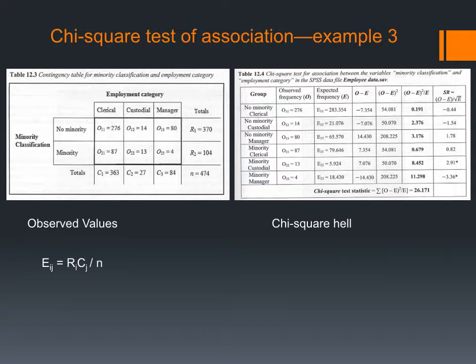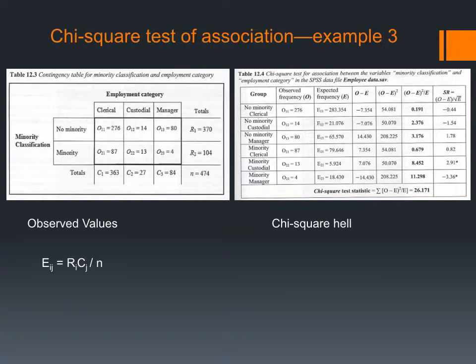And we're looking at whether somebody identifies as minority status or no minority status. So I have an employment category and a minority classification, and I want to know if there's a relationship between these two. And so you can see in the table on the right, marked 12.3, the observed values for each of the employment categories based on minority status.